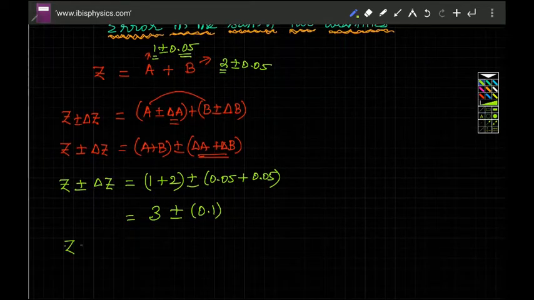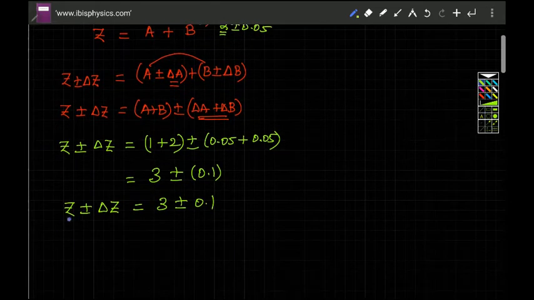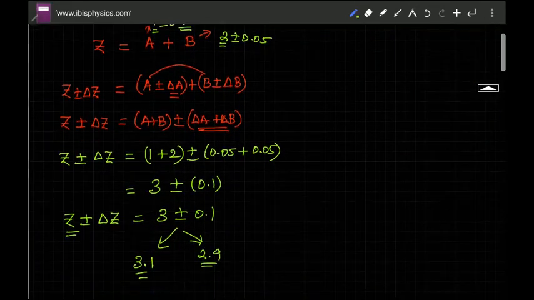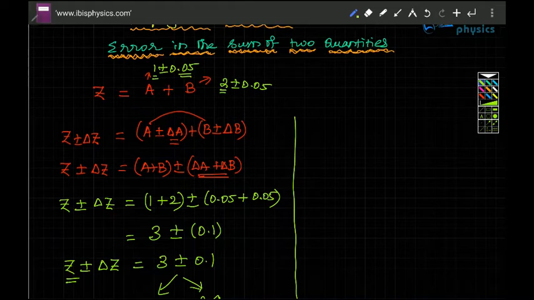Based on this, Z plus or minus delta Z, based on our worked out thing, is 3 plus or minus 0.1. That means the value of Z, the sum of A and B, will lie between 3 plus 0.1, which is 3.1, and 3 minus 0.1, which is 2.9. Let us see if that works out. So what are we saying? I'm going to use a different color here. A is actually 1 plus or minus 0.05. I'll write like this. B is 2 plus or minus 0.05.